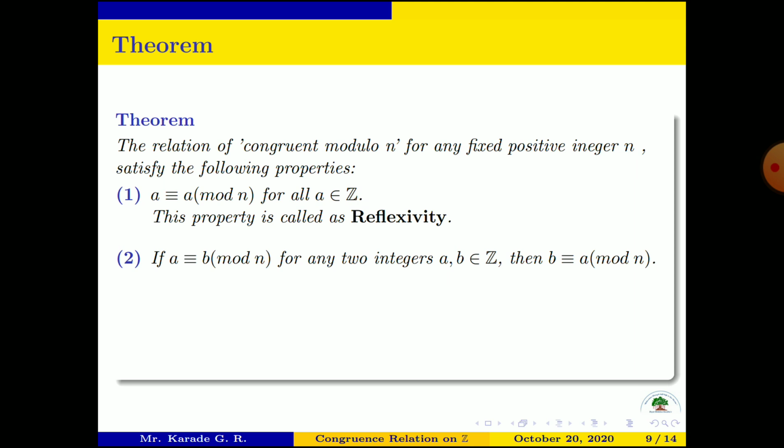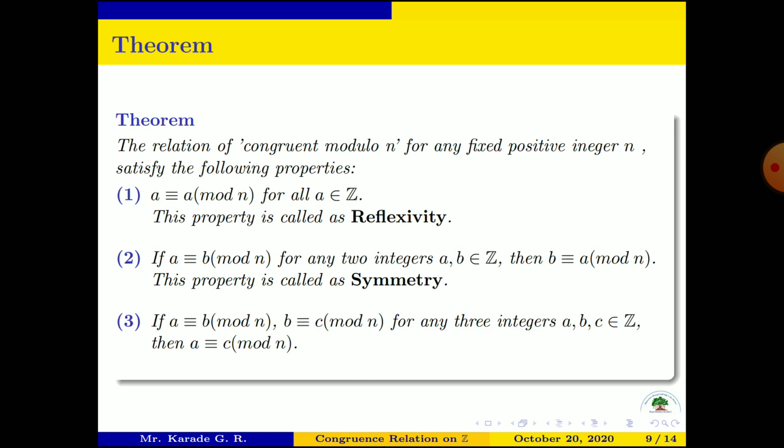This is also important. If a is congruent to b mod n, then b is also congruent to a mod n, and this property is called symmetry. Now the third: if a is congruent to b mod n and b is congruent to c mod n for any three integers a, b, c, then a is congruent to c mod n. This property is called transitivity.